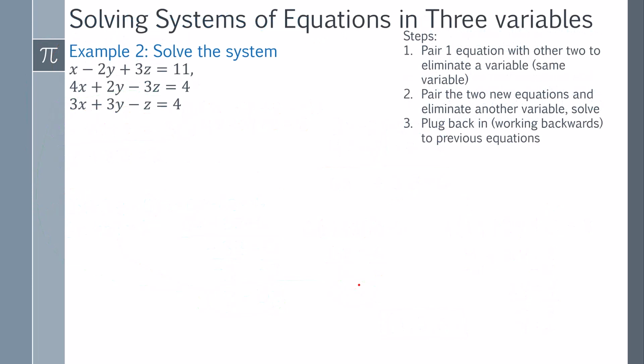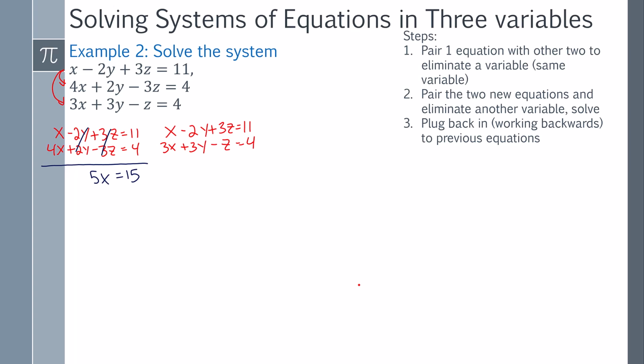Let's look at another one. So for this one, pair one equation with the other two to eliminate a variable. In this instance, it looks like it's probably a good idea to pair equation 1 and equation 2 together and equation 1 and equation 3 together. Now, what ends up happening here is, if you notice, if I add these two equations together, both the y's and the z's cancel out.